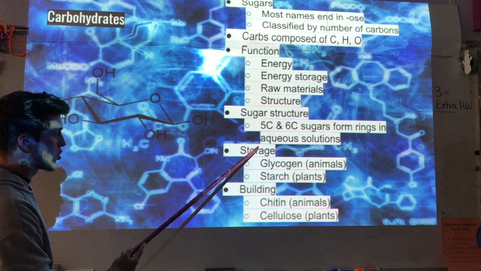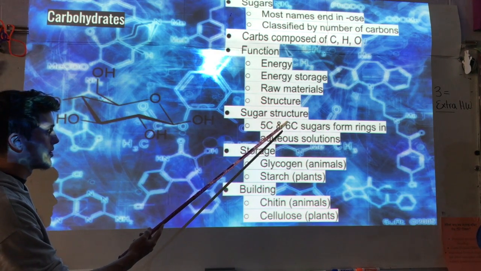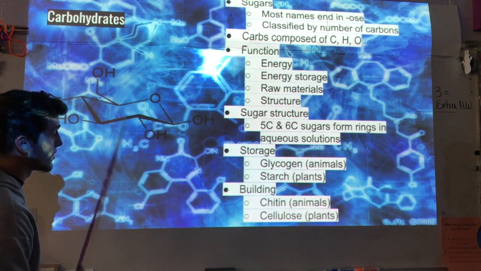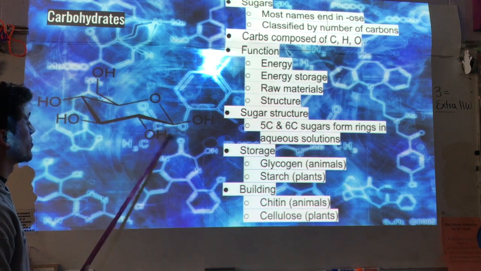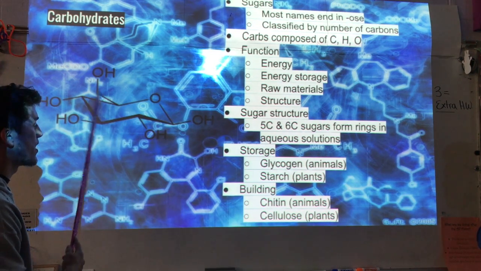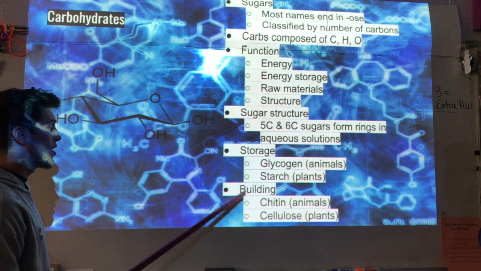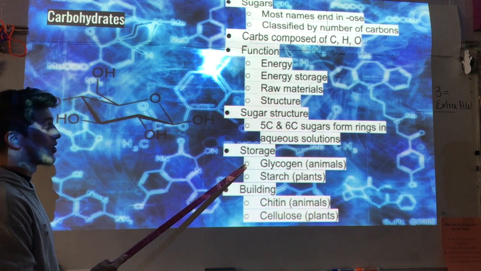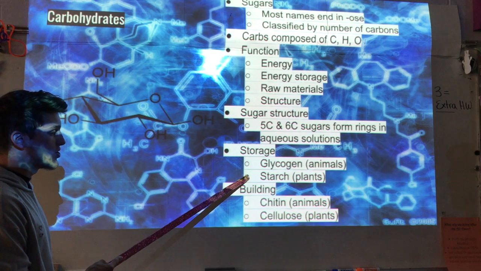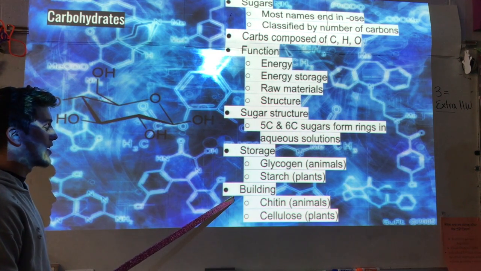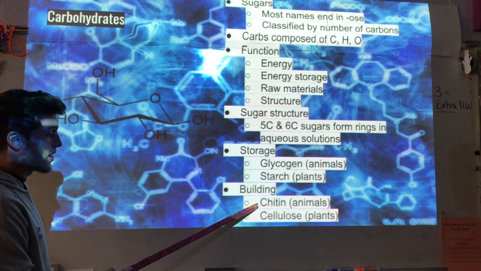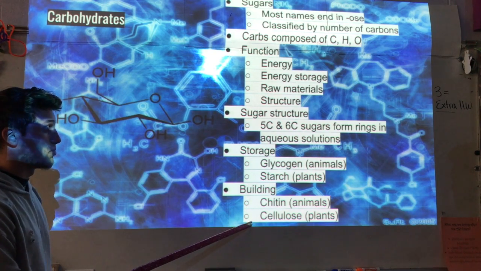For raw materials and structure, they're a sugar structure, usually 5-carbon, 6-carbon sugars. They form rings in aqueous solutions, and then from those rings you have attached hydrogens, and that ends up making the macromolecule. As for storage, they're stored as glycogen in animals, and they're stored as starches in plants. And as far as building, they build up as chitin in animals and cellulose in plants.